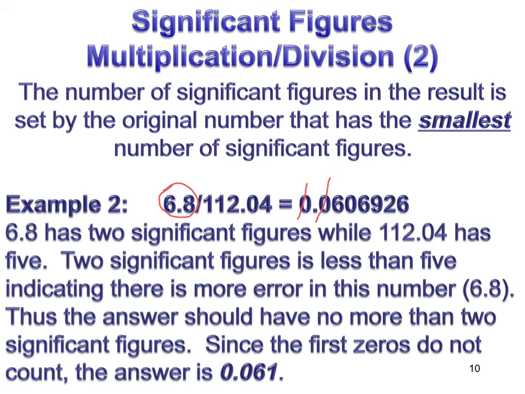We start counting at the 6. So 6 and then 0, and then we cut it off there. Since the next number is a 6, we round this up to give the final answer of 0.061, which has 2 significant figures. Remembering that the first 2 zeros are just placeholders.